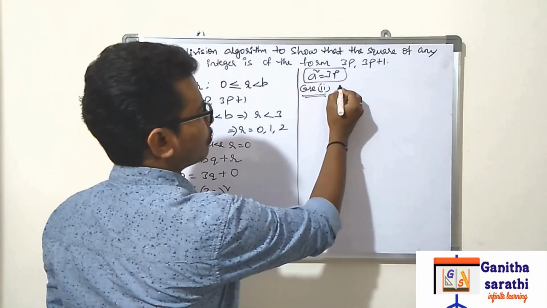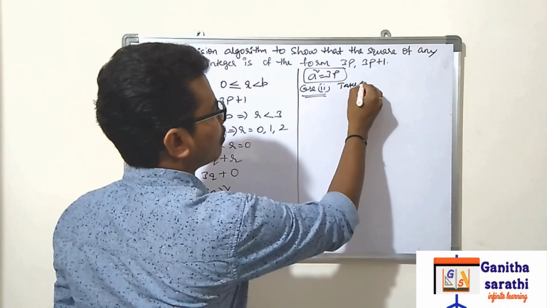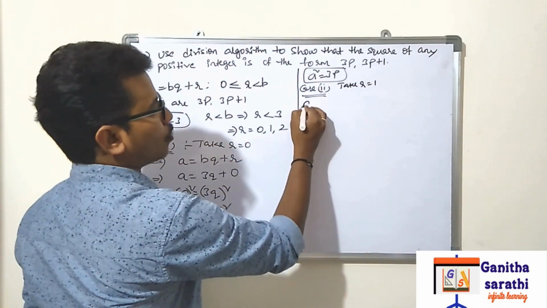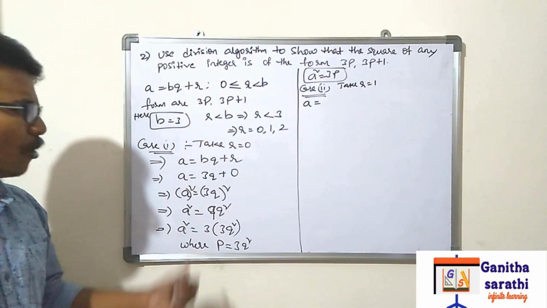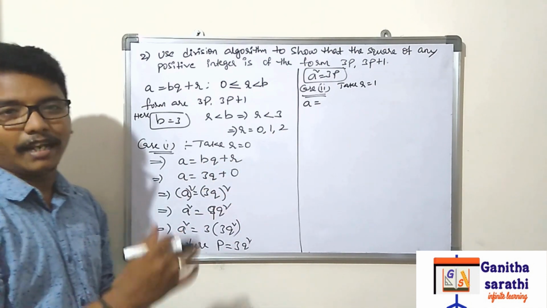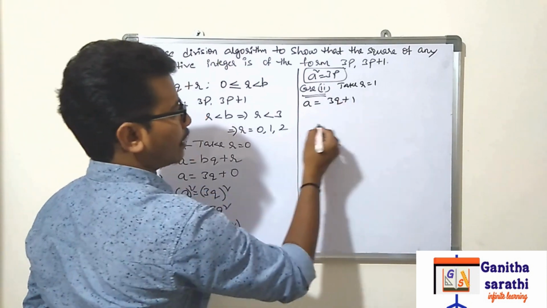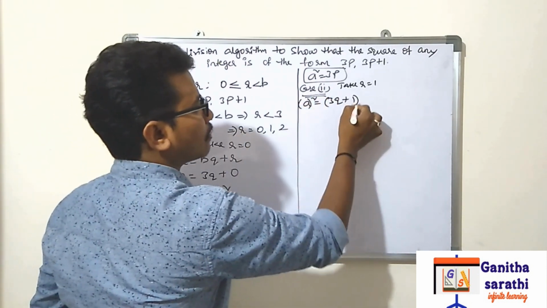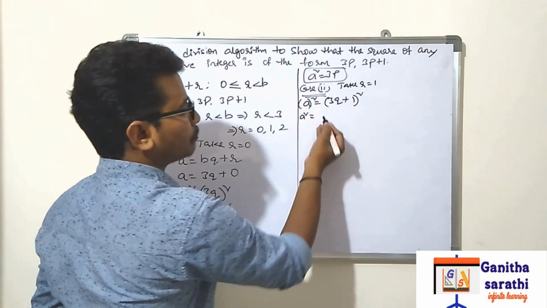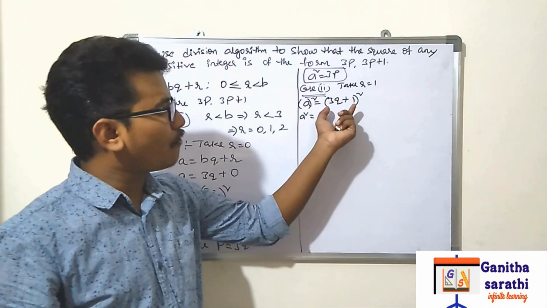Case 2 is taking r equal to 1. So a is equal to 3q plus 1. In the exam you should write the formula every time. Squaring on both sides, a square is equal to... see here, what is the form of this one?